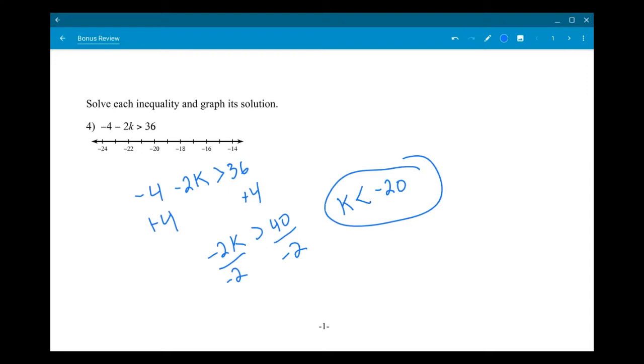Putting this on a number line, I'm going to put an open circle on -20 because I want to start there. But because it's not less than or equal to, I don't want that number to count. And then I'm going to shade left because that's where all the numbers smaller than -20 are.